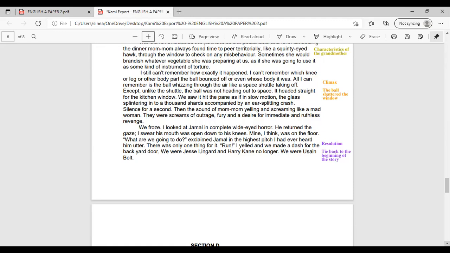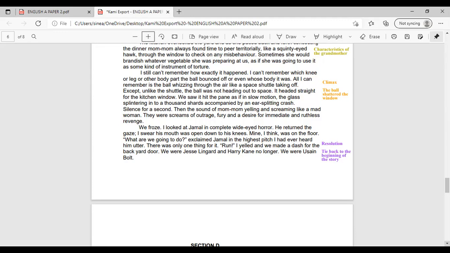So again, bear in mind the sentences, the sentence variety, because I'm seeing silence for a second. That was, there's a full stop there. We froze, a full stop there. So all of those things kind of help us understand what is taking place in the story, right? So short sentences are important in stories, that kind of give us the effect of what is being said by the narrator, right?